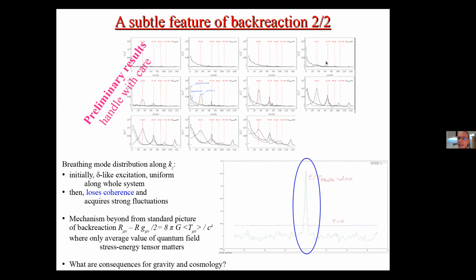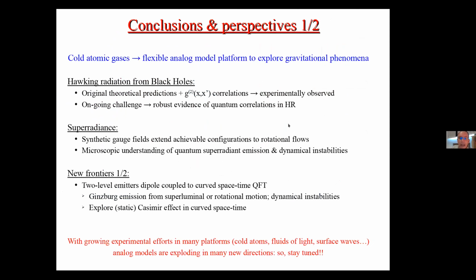Very good. So I'm ready to conclude. These are the preliminary numerical data which show strong evidence of this backreaction effect. But there are many other directions in which this analog model community is moving at this time. Superradiance is one of the hottest topics, and I guess that Silke will speak about this kind of phenomena in one of the next days. Then there are other things which are very Mainz-based, which is this part on two-level emitters, which are dipole coupled to curved space quantum field theories.